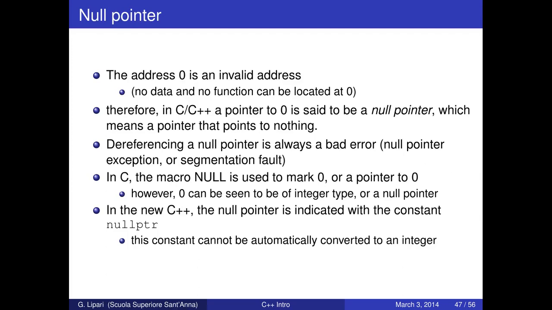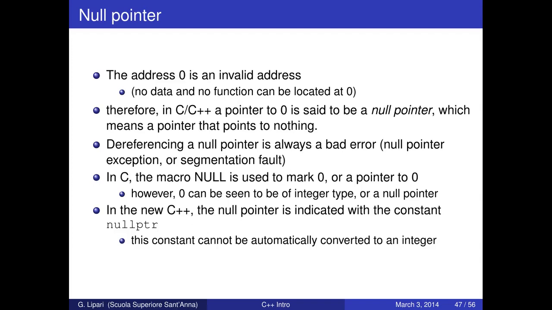The address 0 is not a valid address, and this is the same as C. So no data and no function can be located at 0. Therefore, in C++, a pointer to 0 is usually called a null pointer, which means a pointer that points to nothing. Okay? Dereferencing a null pointer is always an error, a very bad error actually, and is a so-called null pointer exception, or more generally, a segmentation fault.